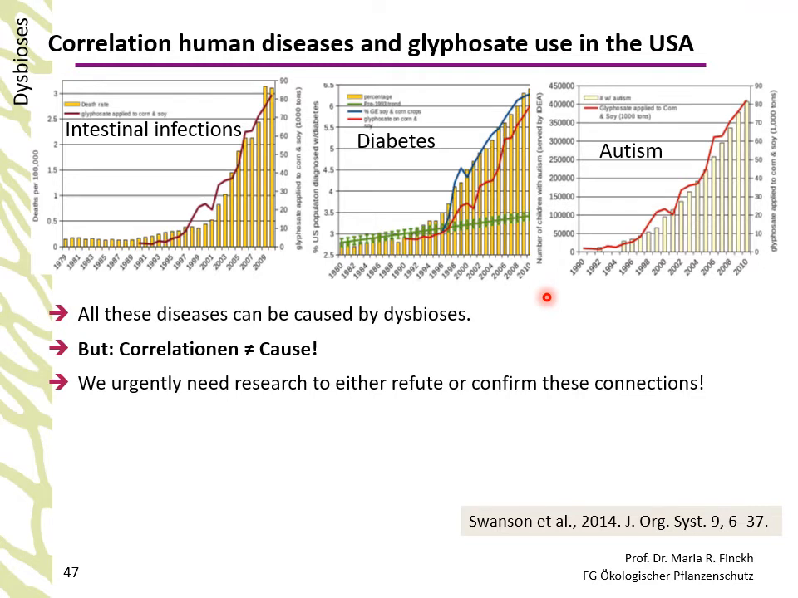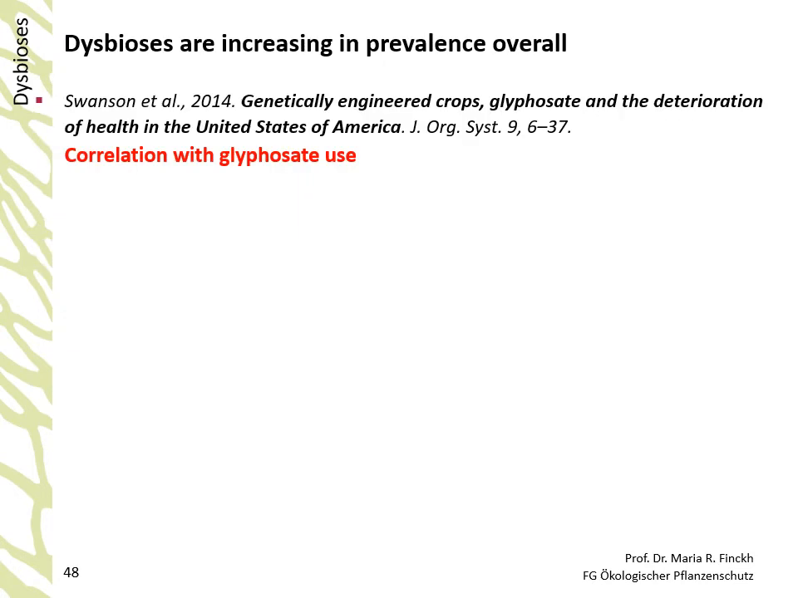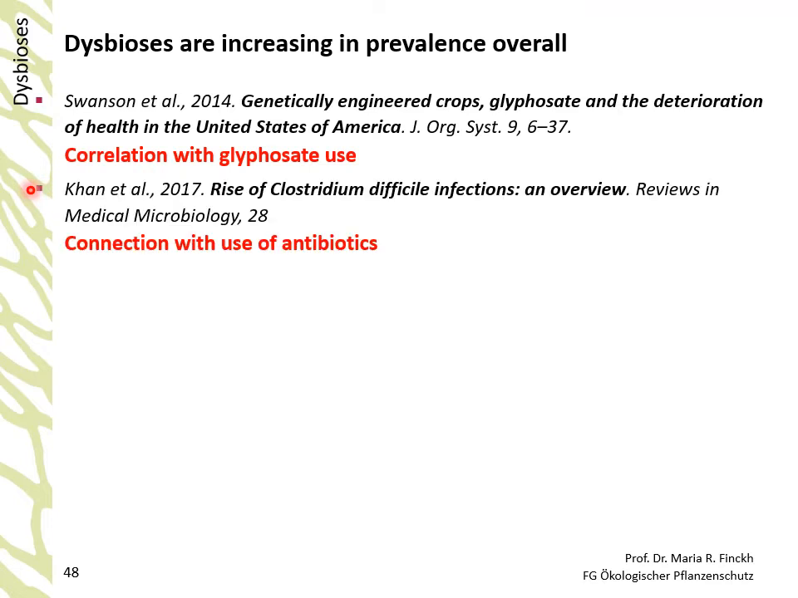They did some statistical tests, of course, that showed if you have so many correlations all going in the same direction, it is highly unlikely that glyphosate is not part of the picture. But it's a correlation. Dysbioses are overall increasing. So we have this study here, genetically engineered crops, glyphosate, and the deterioration of health in the United States of America, clear correlation with glyphosate use.